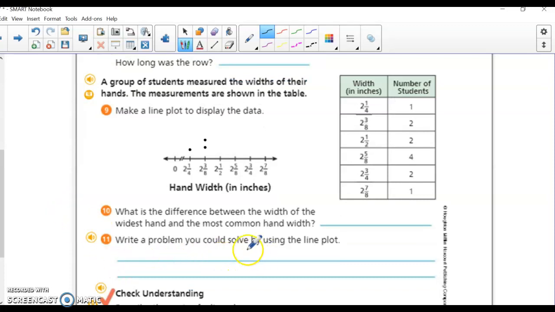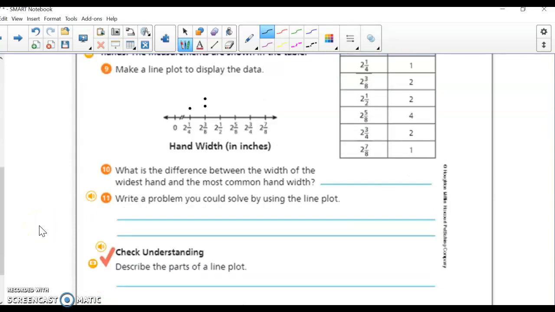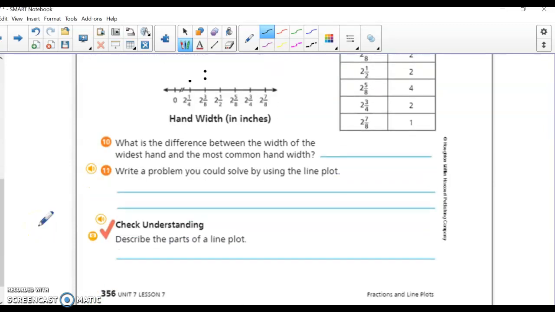And then I want you to try and write a problem that you could solve by using the line plot. So write your own problem like we saw for 8 and 10. It can be about anything. It should have some sort of operation in it, though. You have to do some solving. And then answer it too. And then describe the parts of a line plot. I've talked a few different times about the 3 major things that go into making a line plot. Try and list those 3 things. All right, go ahead and pause the video. Go ahead and get started now.